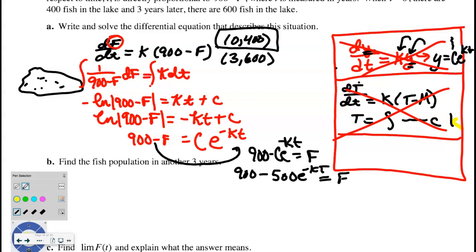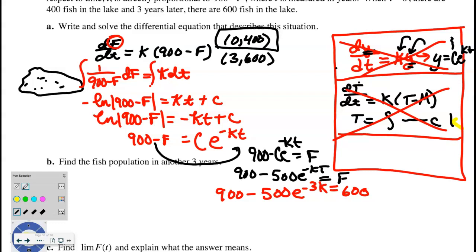The next one, the K, you guys are going to have to help me out. You're going to have to figure out what it is: it's 600 fish after 3 years, so 600 equals 900 minus 500 e to the negative k times 3. If you guys could go solve that on your calculator really quickly, somebody tell me what the K is and I'll round it. 600 minus 900, then divide by negative 500, then natural log it, and then divide by negative 3, and just get, yep. Why did you keep the negative when you brought the constant?